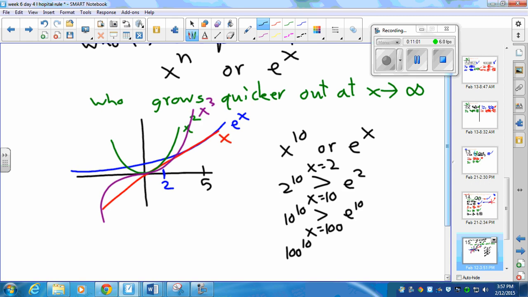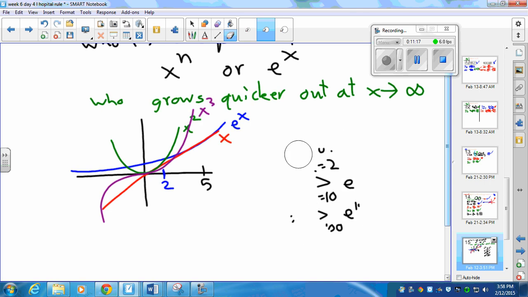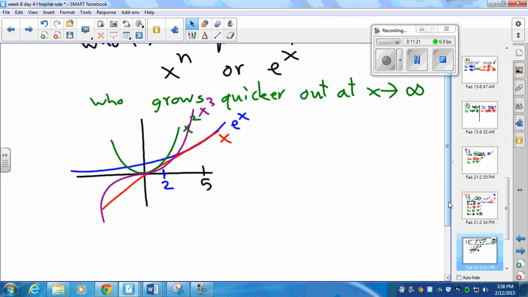110 times or e 100 times? I bet that guy wins. So I'm curious though, if you notice, I'm not asking you for x to the 10th or x to the 3rd or x to the 4th. I'm asking you for x to the n. Who is bigger or more powerful? Who grows quicker, x to the n or e to the x? Here's how you can tell.